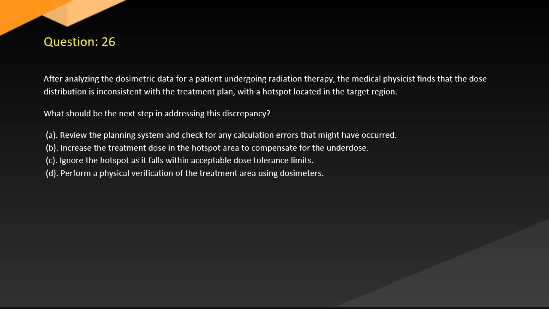B. Increase the treatment dose in the hotspot area to compensate for the underdose. C. Ignore the hotspot as it falls within acceptable dose tolerance limits. D. Perform a physical verification of the treatment area using dosimeters.